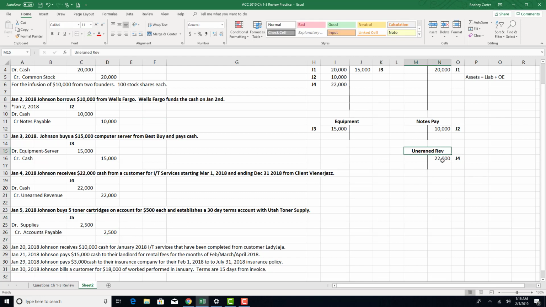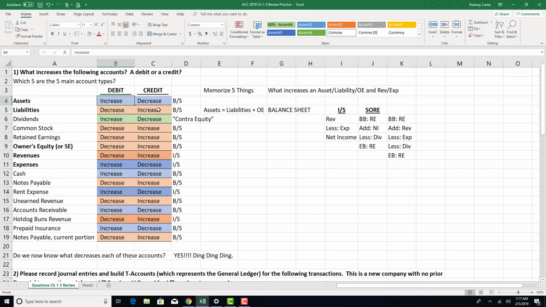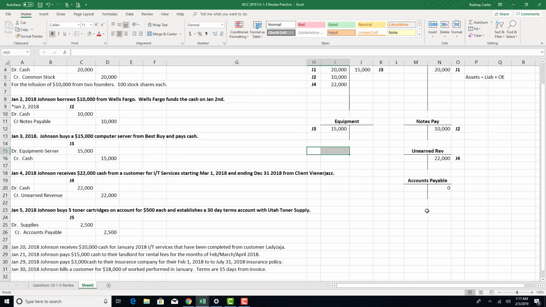Accounts payable. The payable tips us off, right? What type of an account is accounts payable? It's a liability account. What increases a liability? A credit. So 2,500 bucks.